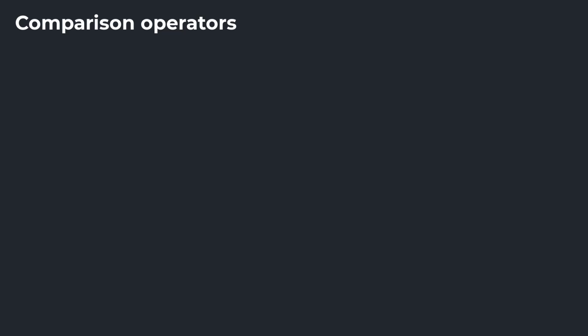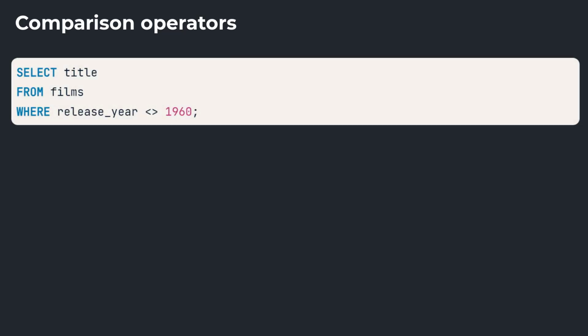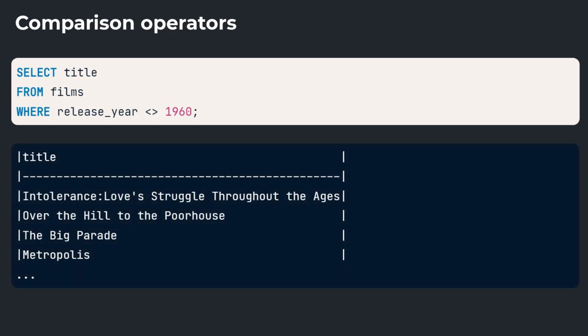Here is a final example that isn't as intuitive as the others. If we wanted to filter films to see all releases except those from the year 1960, we would combine the less than and greater than symbols as shown here. This is the SQL standard symbol that means not equal to.